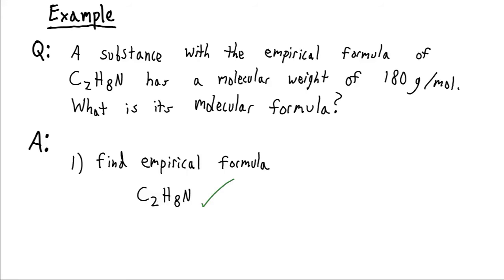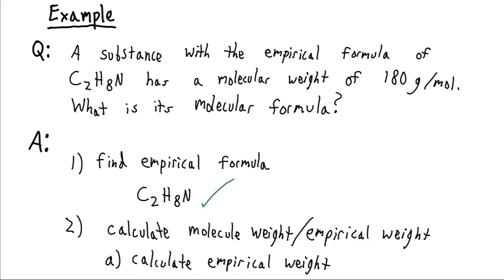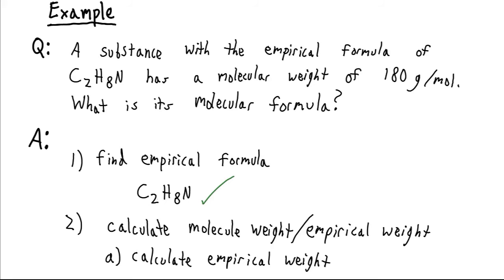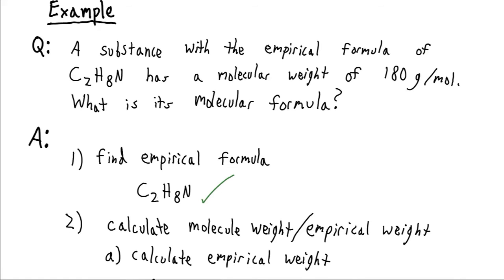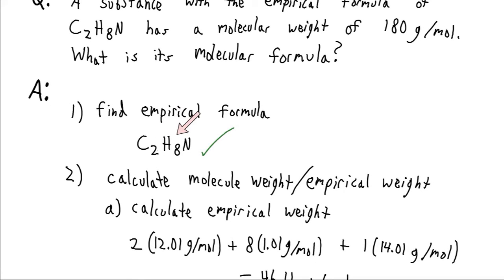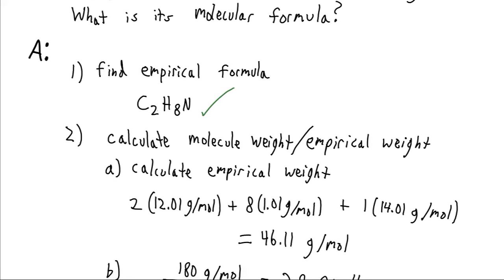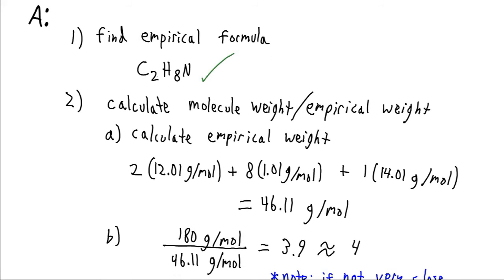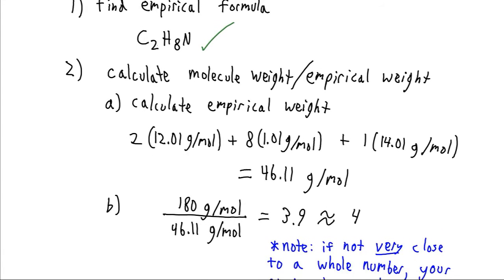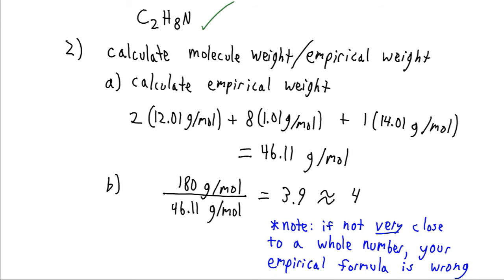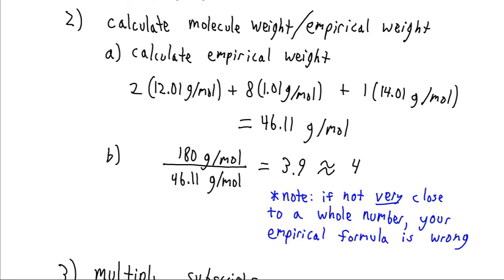Well, we've already done our first step, which was to find the empirical formula. Our next step is that we need to calculate the weight ratio between this formula and the mass that we were given for the molecule. So let's add together these 2 carbons, 8 hydrogens, and 1 nitrogen. You get a total of 46.11 grams per mole. 180 divided by 46.11 grams per mole comes out to 3.9, which is close enough to 4. And again, if it's not very close, you probably have a wrong empirical formula.